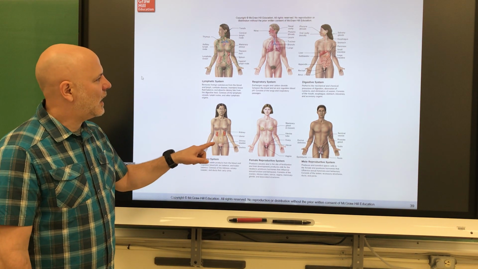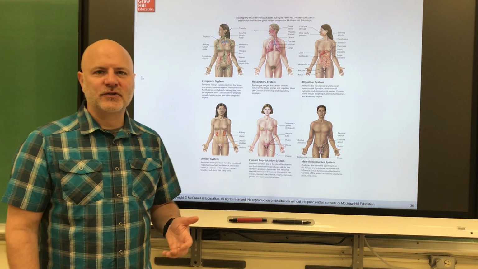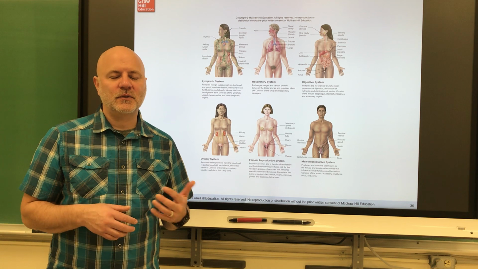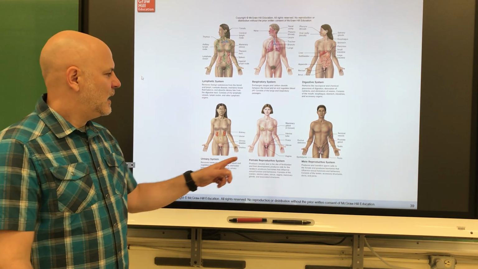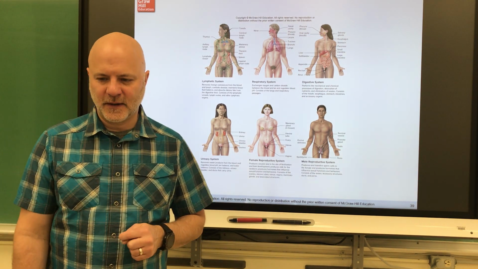Next is the urinary system. So the urinary system filters our blood, it eliminates waste, as well as excess salts and excess water that we have in us. And lastly is the reproductive systems, and those are there for the production of offspring.